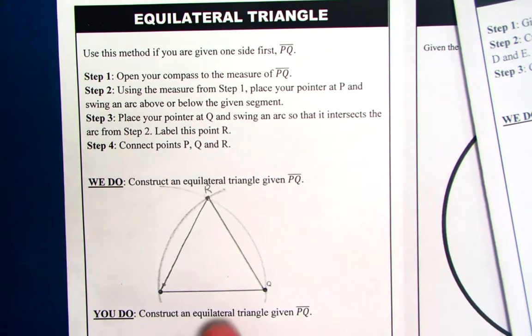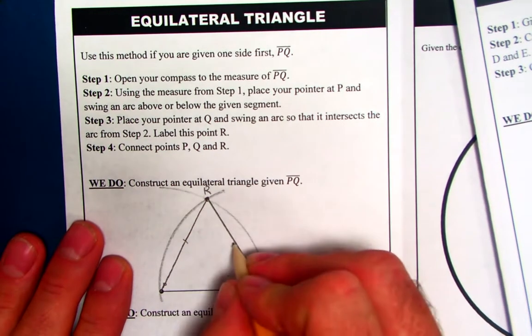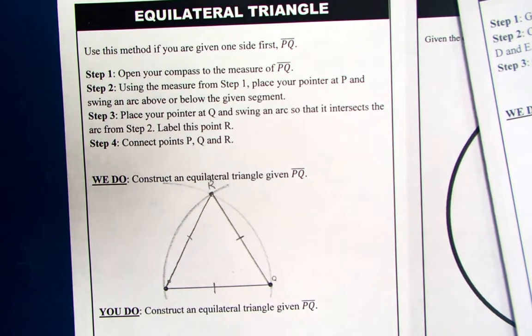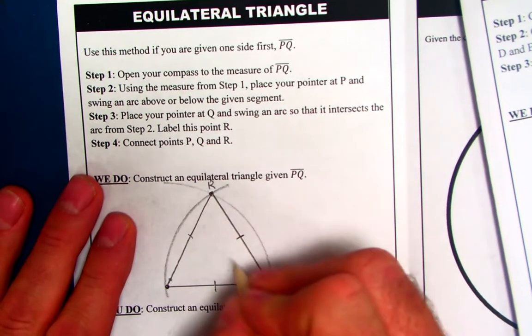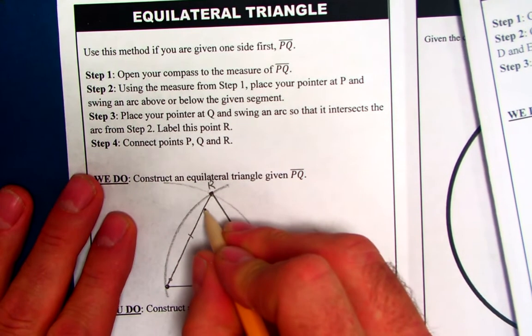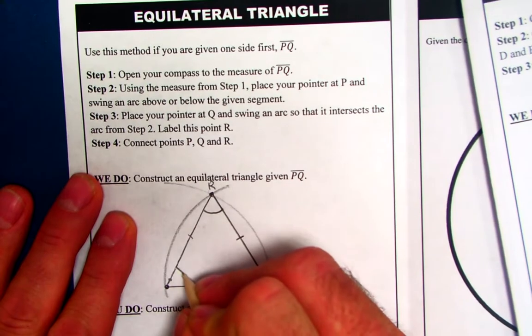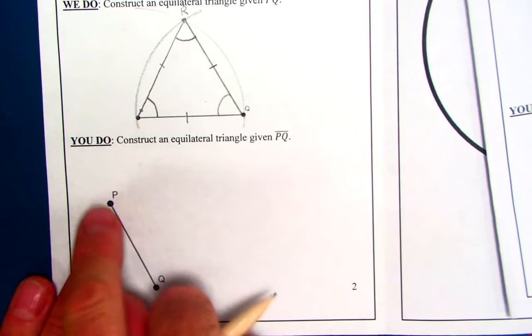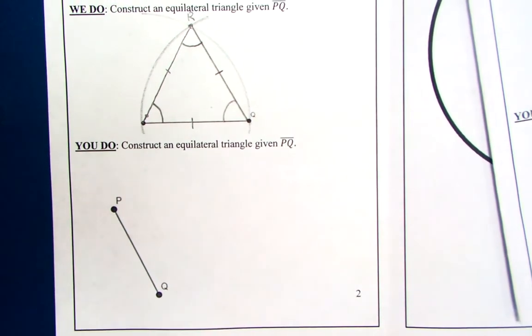Given that this triangle is equilateral, all side lengths are congruent. Another name for equilateral is equiangular. If it's equilateral, it's also equiangular, and all the angles have the same measure. All right, so go ahead and construct your own equilateral triangle given this length of PQ.